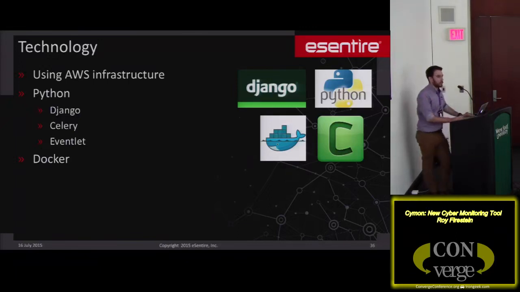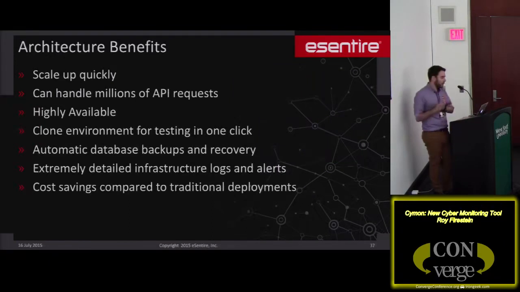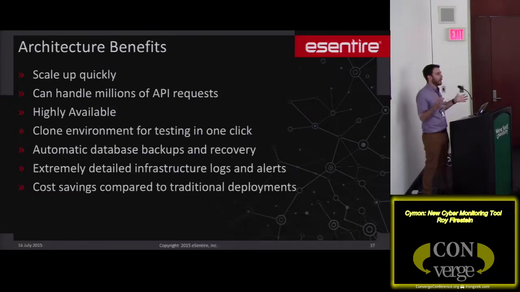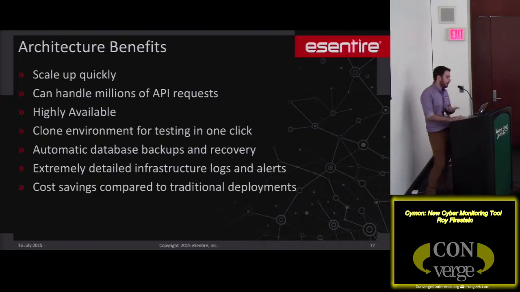Docker is a great tool. Whether you use it for development or production, highly recommended. So some parts of Cymon actually run on Docker. The idea is to use microservices to make it easy to maintain and scale. So the biggest benefit with using this type of architecture is that we can scale really quickly. If we need to serve 1 million API requests in a span of 5 minutes, no problem. I don't have to do anything. So it also makes it very highly available. I don't have to worry about you guys flooding the network.